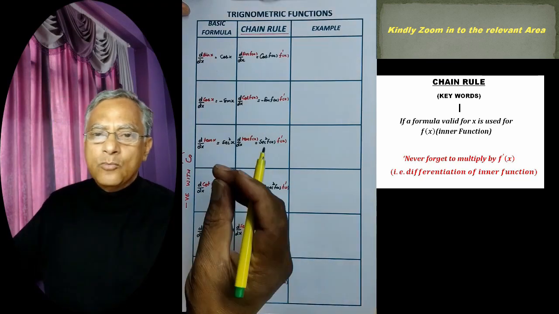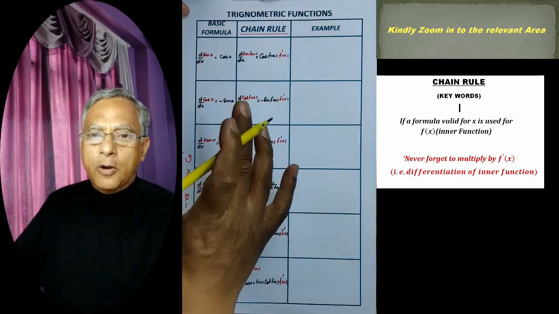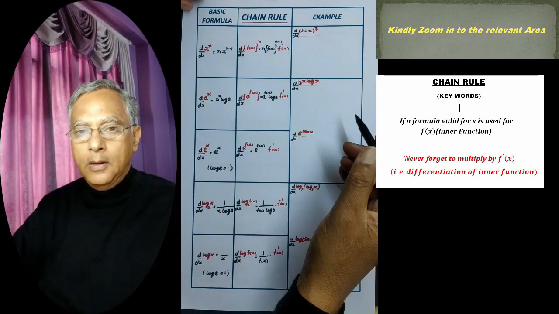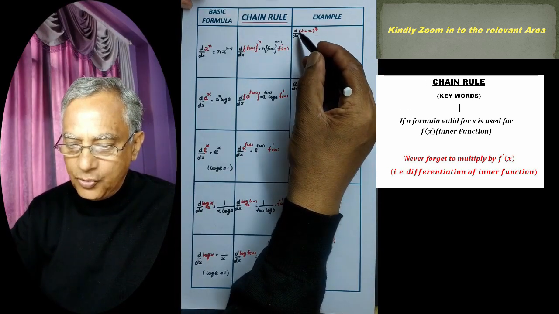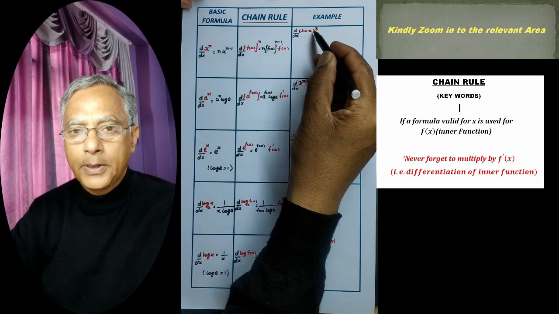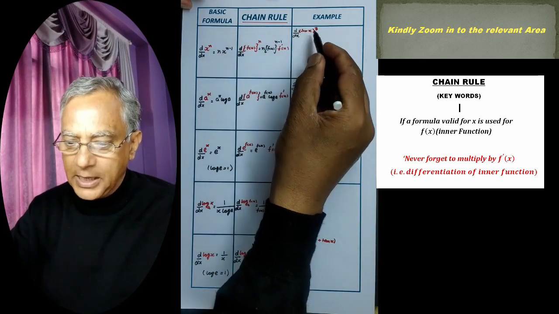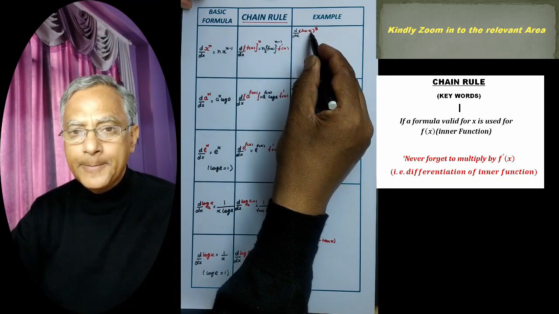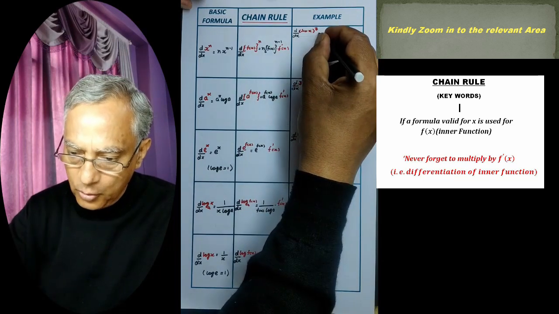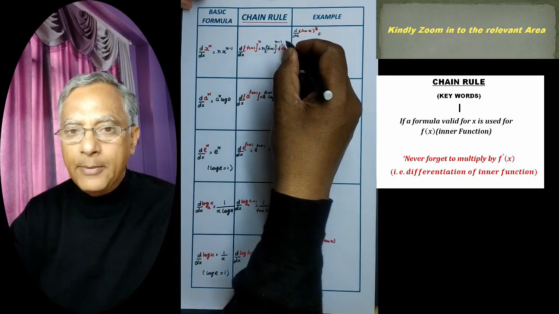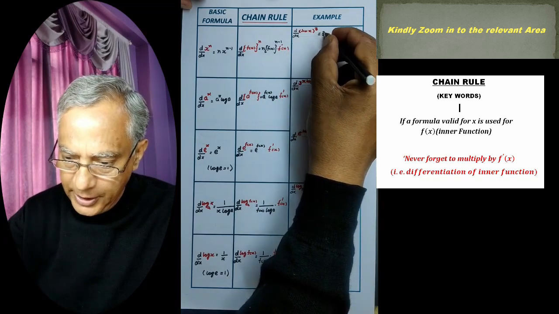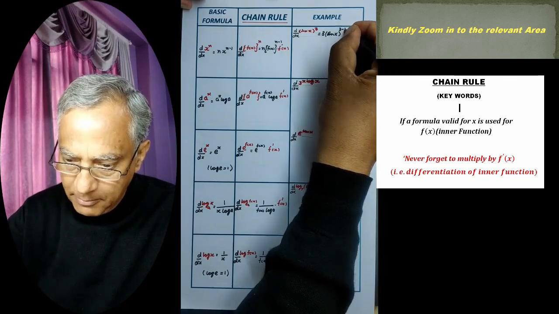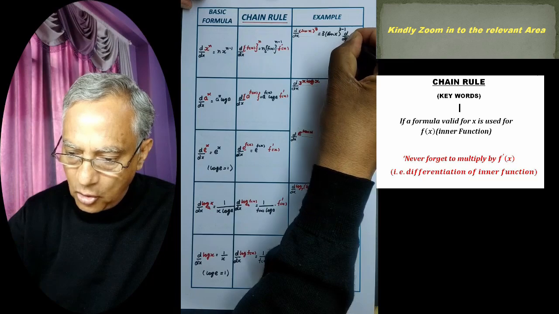Now I will take one example of each formula to make it clear how this has to be used in questions. Now first is d by dx of (sine x) whole cube. Now instead of x we have sine x whole cube. That is, we have f(x) equal to sine x, and therefore we will apply the formula: this will be n f(x)^(n-1). So this will be 3 into (sine x) whole to the power of 3 minus 1 into d by dx of f(x).